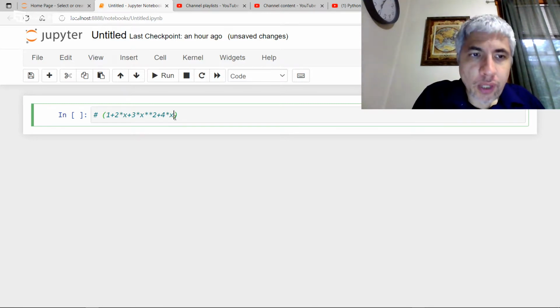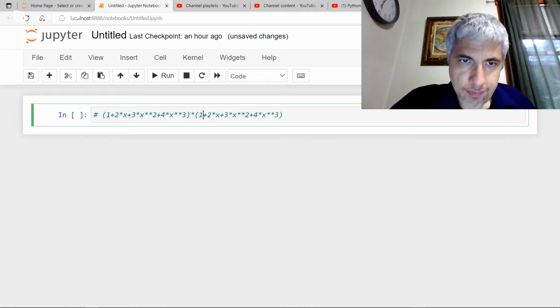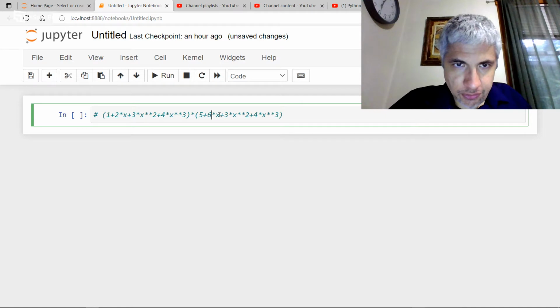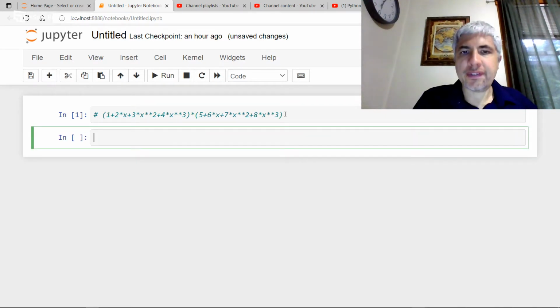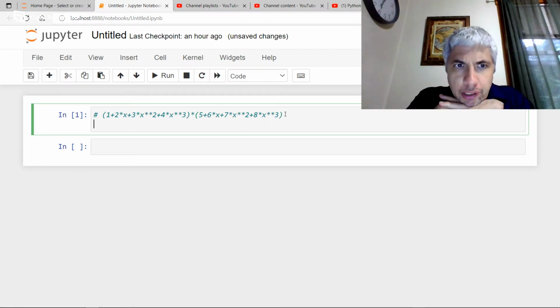So let's take 1 plus 2x plus 3x squared plus 4x cubed. And let's multiply that times another polynomial. Let's just do 5, 6, 7, 8. So 5 plus 6x plus 7x squared plus 8x cubed. And man, that's going to be a lot of work, right?